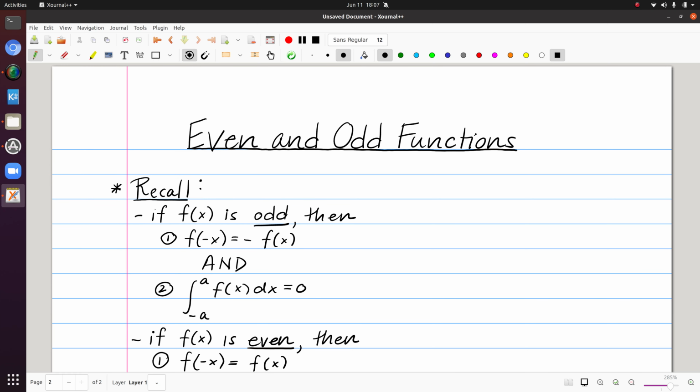So I want to talk a little bit about even and odd functions, and we're going to see the connection to Fourier series at the end of this video. But for now, let's just remind ourselves of the definition of, first of all, an odd function. That's what I've labeled 1 here. The definition is that f of minus x is always equal to negative f of x.